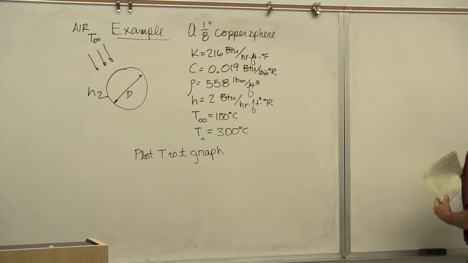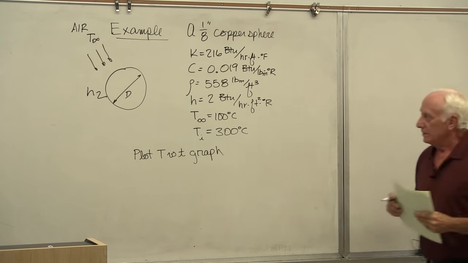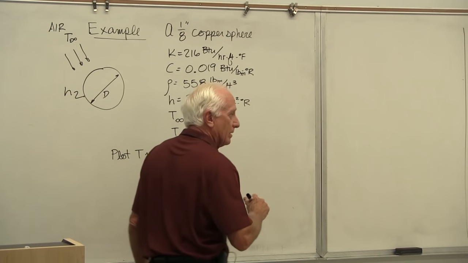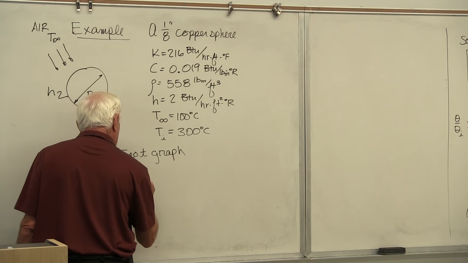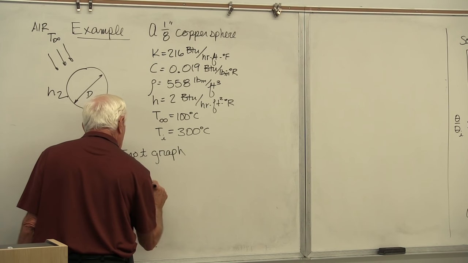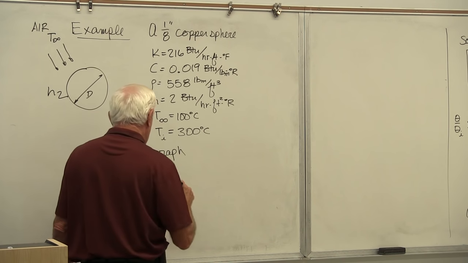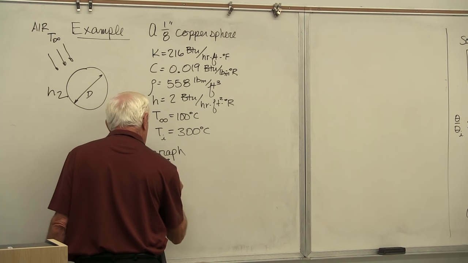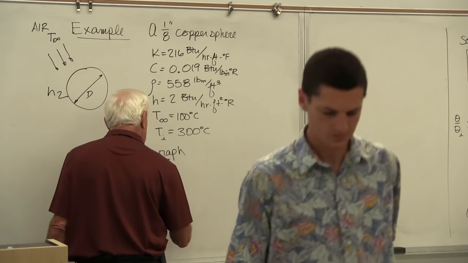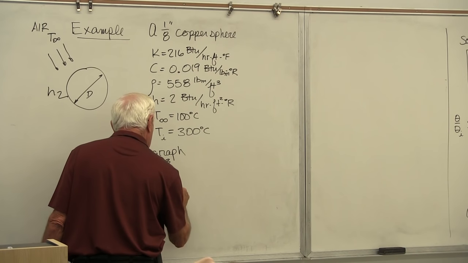Okay, obviously, first thing to do, we better see if we can use an easy way out. Biot number. So, Biot number. I need L_c. L_c equals the volume of a sphere divided by its surface area. The volume, pi d cubed divided by 6. The surface area, pi d squared.